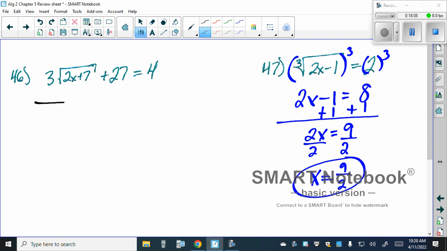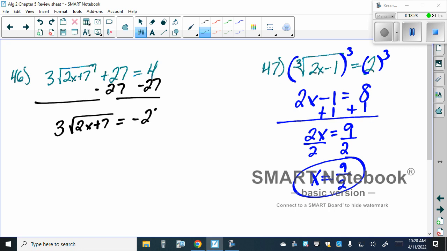So 46, the first thing we need to do is to get the square root by itself. So the first thing we can do is subtract 27 from both sides, which will tell us that 3 times the square root of 2x plus 7 is equal to negative 23. Then we would divide by 3, which tells us that the square root of 2x plus 7 is equal to, and then what would we do next?